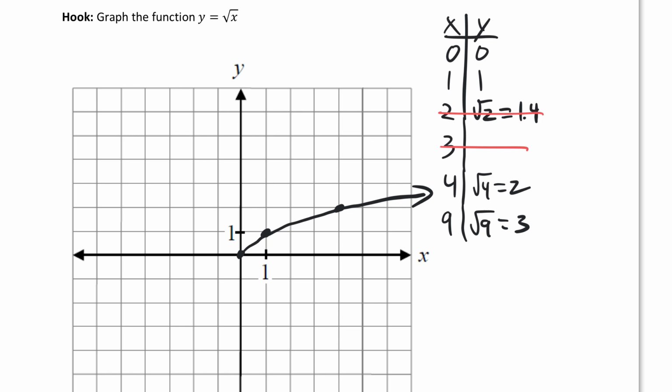It's kind of got this trajectory. It almost looks like you're throwing something, or if you turn your head sideways, it looks like a sideways parabola. So make sure when you draw the graph, you have this smooth line, and of course, make sure you have an arrow.